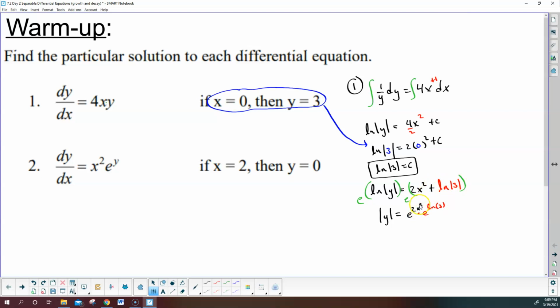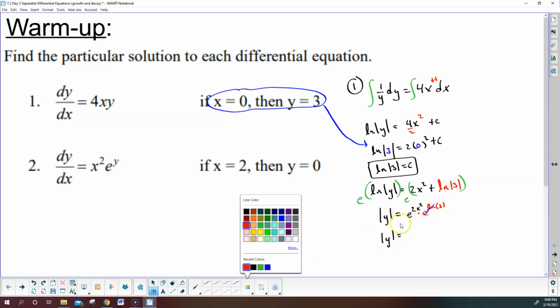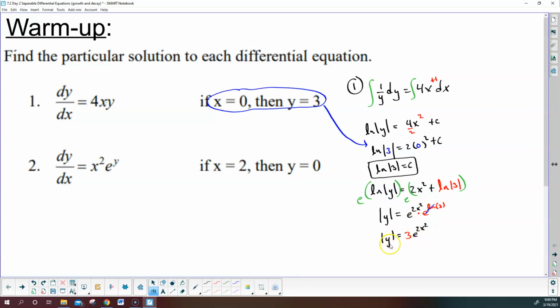And then it becomes multiplication. When they each have their own base, you multiply them together. And the reason why we do that is notice the e and the ln reduce out. So then I'm left with y, the absolute value of y equals, and where would that 3 go? It's multiplying, so I would put the 3 out in front and then do e to the 2x squared. And that's about as far as I would go, other than now I have to think of the absolute value.